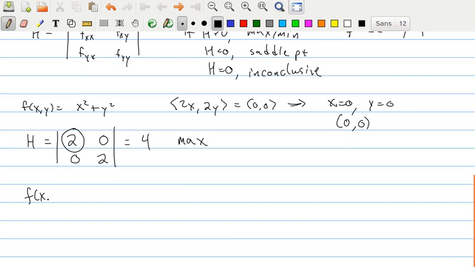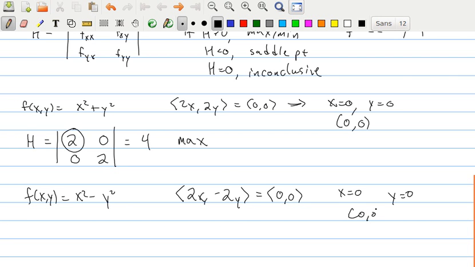Let's say we've got f of x, y is x squared minus y squared. So we go through and take our gradient. The partial with respect to x is 2x. The partial with respect to y is negative 2y. We need both partial derivatives to be 0, so the gradient must be (0, 0). This tells us that x is 0 if we solve the first component equation, and y is 0. So we've got the same critical number, (0, 0).